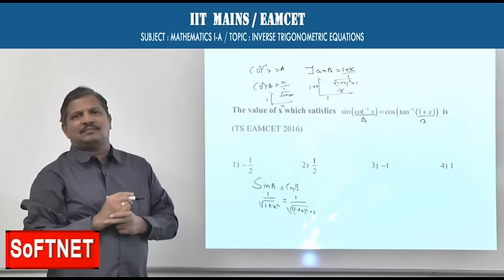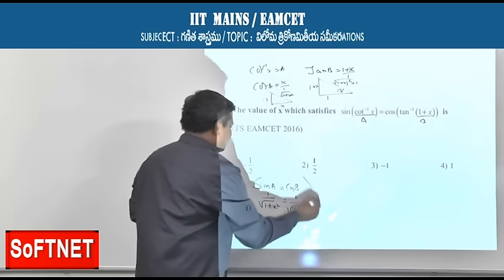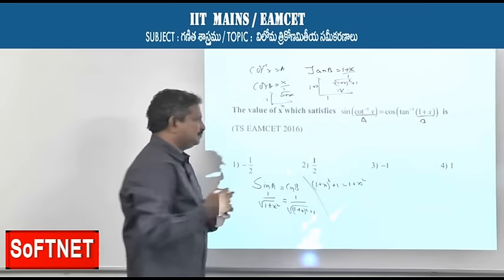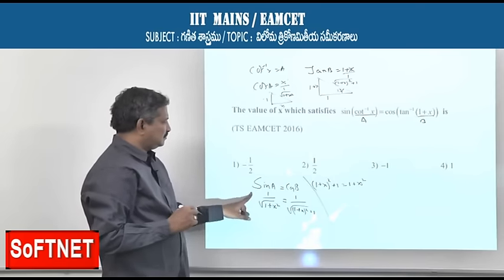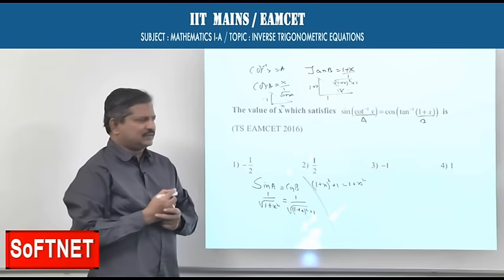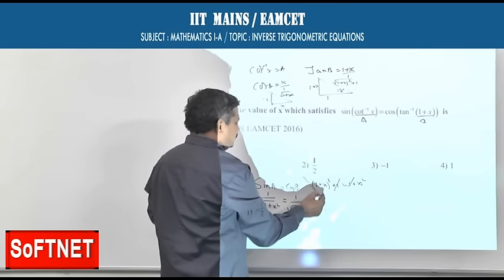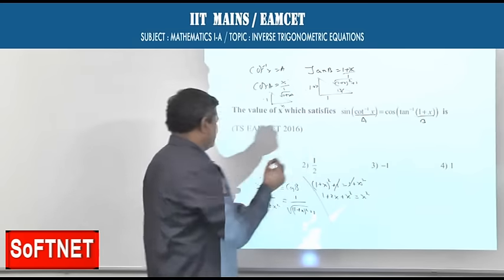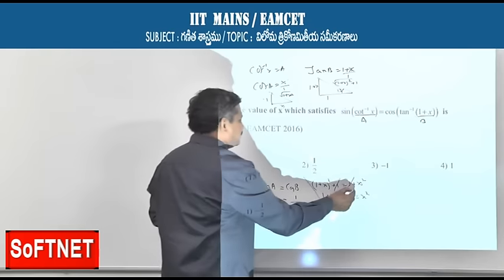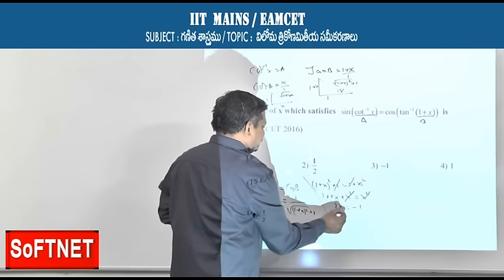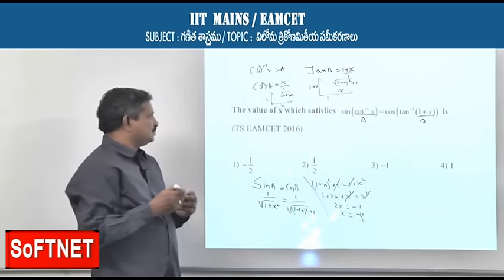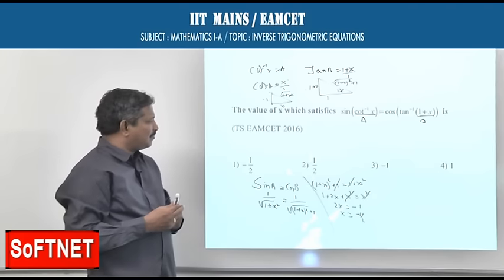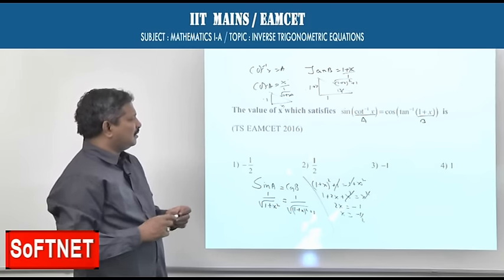Both the sides have roots, so we can square both sides and cross multiply. You will get (1 plus x) whole square plus 1 equal to 1 plus x square. Cross multiply, and the root will go after squaring. 1, 1 cancel. 1 plus 2x plus x square is equal to x square. Again x square cancels, 2x equal to minus 1, x equal to minus 1 by 2. So, the value of x is minus 1 by 2. This is a general fundamental problem. By taking A and B, we can do it directly.